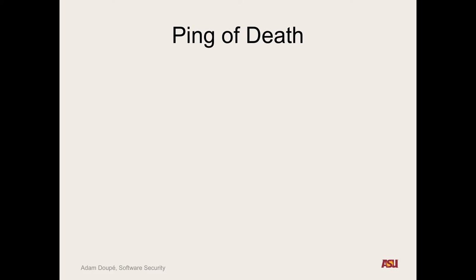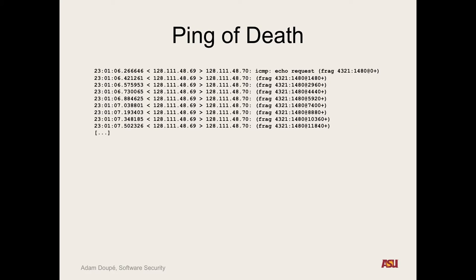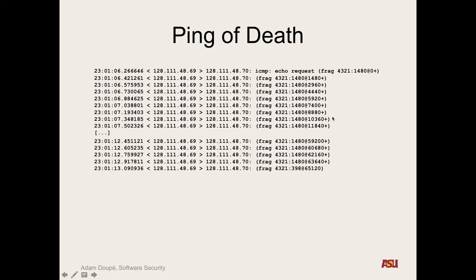So we can actually see this attack in action. We can see we have an ICMP request here, and we're fragmenting it. We have 1480 as the data size, and we have all these packets. And so we get down to here, and finally right here, I say at offset 65120, I'm going to write 398 bytes.